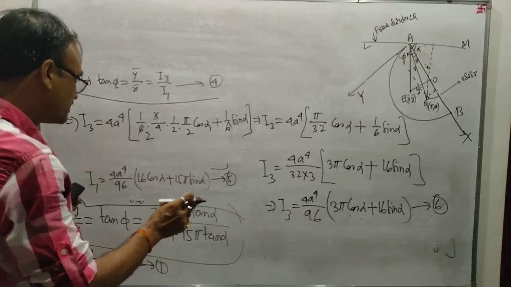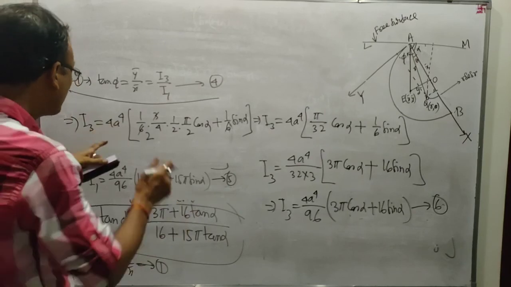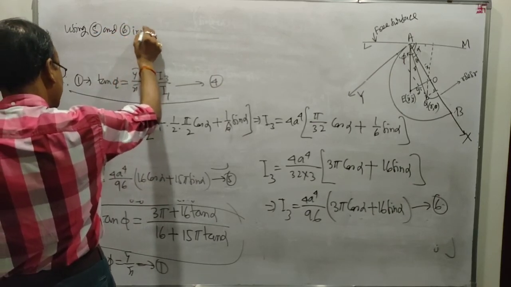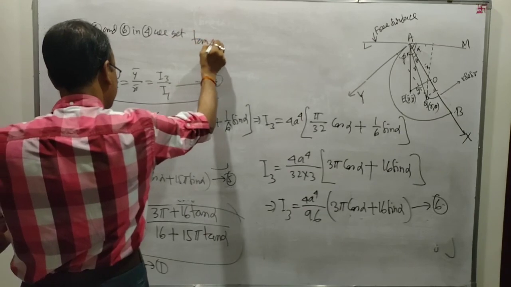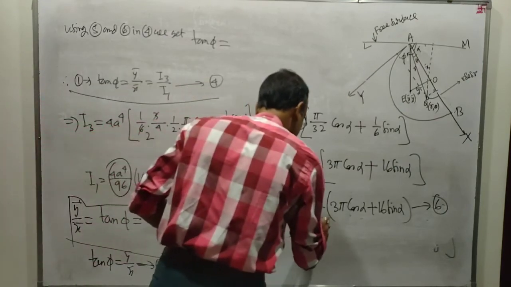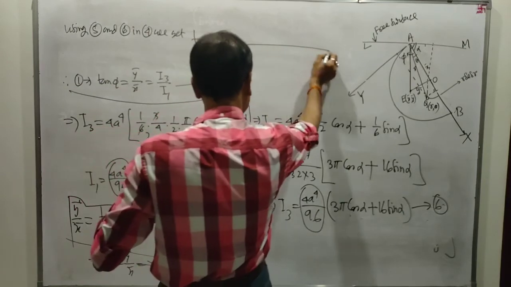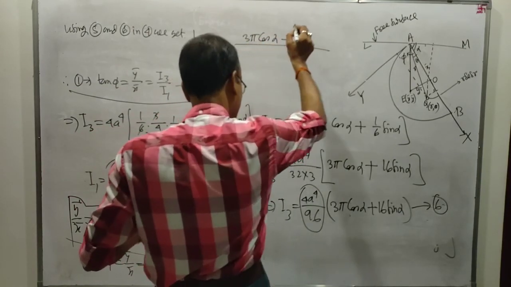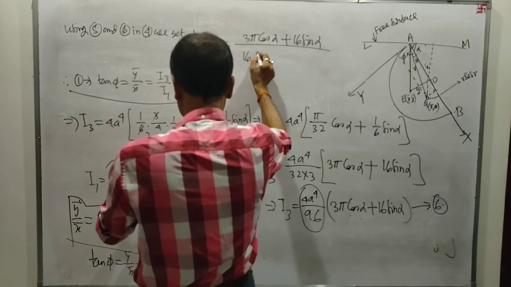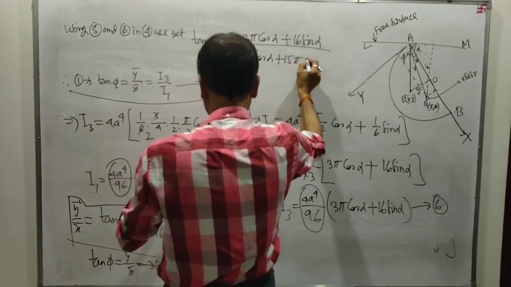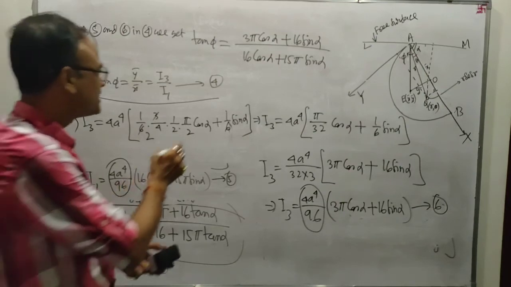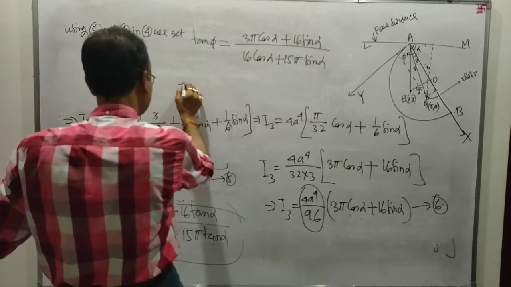Thus, we have used this one, using 5 and 6 in 4 we get tan alpha equal to I3 by I1. These two terms will be cancelled. It will be 3 pi cos alpha plus 16 sin alpha divided by this, 16 cos alpha plus 15 pi sin alpha.